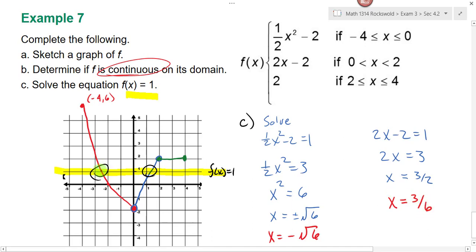That means that this point right here is at negative square root of 6, 1, and this point right here is at 3/2, 1. All right, any questions? No? Then we're good, and this wraps up section 4.2.